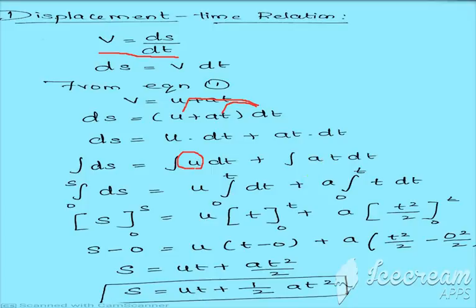The first equation which we got is v is equal to u plus at, is it not? So the first equation is v is equal to u plus at. Then the second equation is s is equal to ut plus half at square.